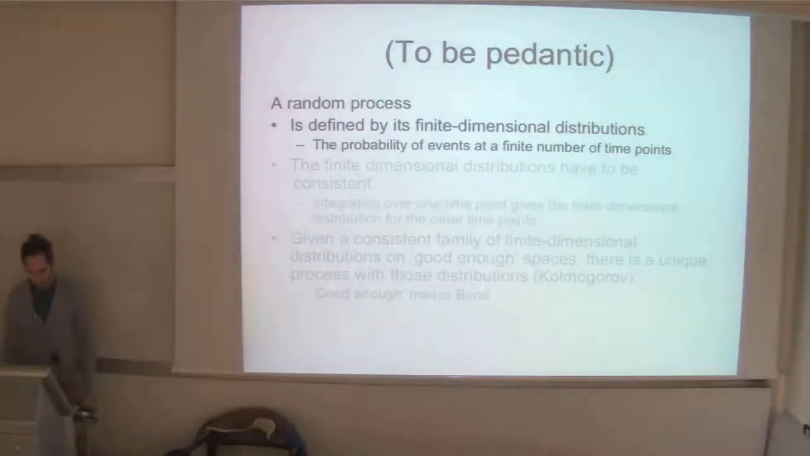Ellie has a lot of, to be pedantic, slides, and you can definitely read them and ask me later about them. So I'm going to do it quite fast. A random process is defined by its finite dimensional distribution, or the probability of events at a finite number of time points.